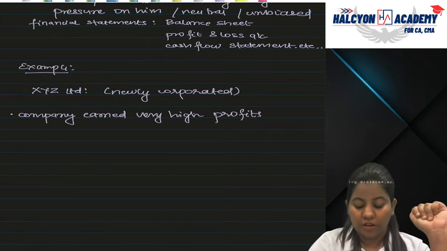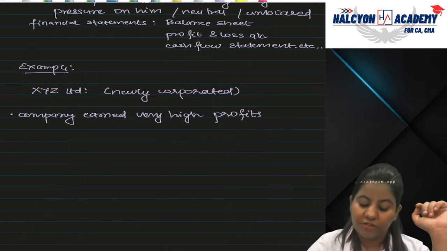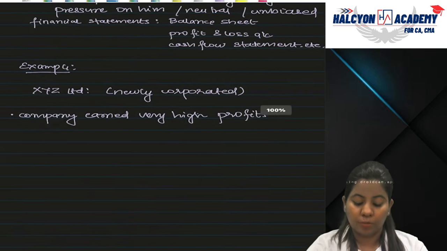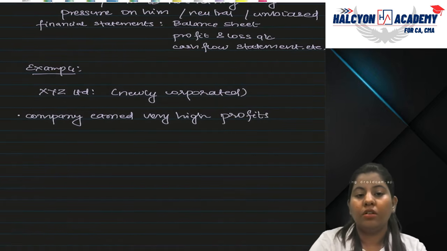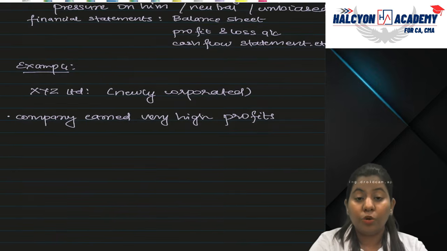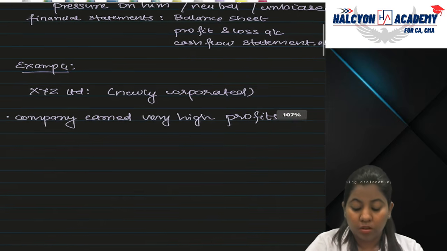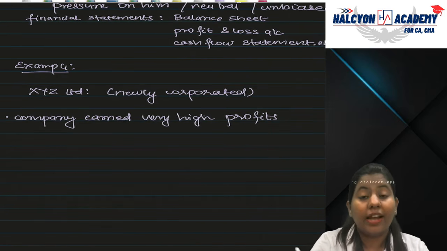Because with high profits we have to pay high taxes also. From management's point of view, they were like, we have worked so hard, we have earned so much profit, so this is the fruit of what we have done. So they were upset also because they have to pay higher taxes.